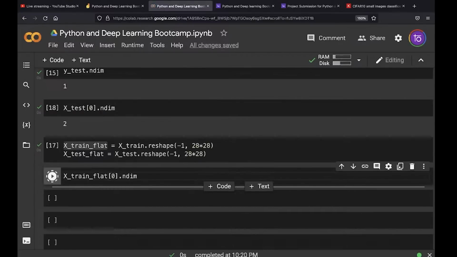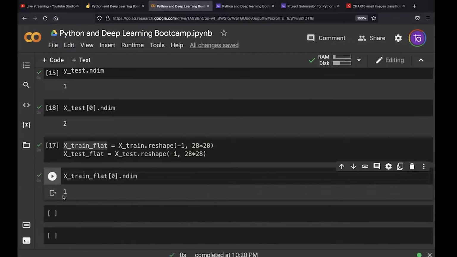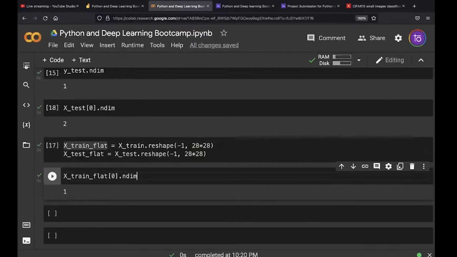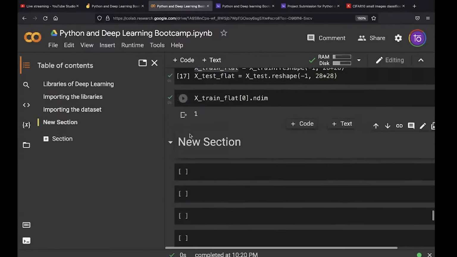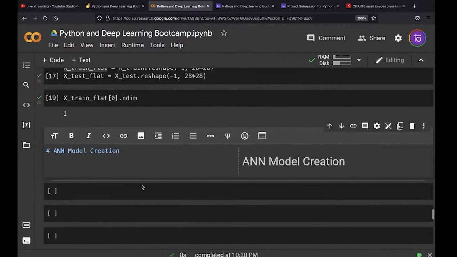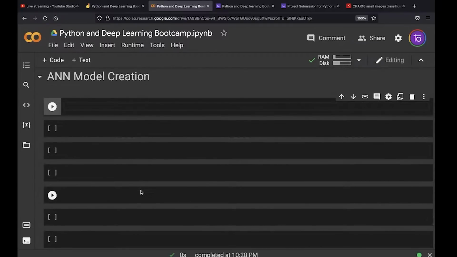Perfect. Now if we see, we are having one dimensional over here, right? So now everything has been converted into one dimensional and now we are good to go with the model creation, okay? Now let's start with ANN model creation. Okay, so now we are going to see how we can create an artificial neural network.